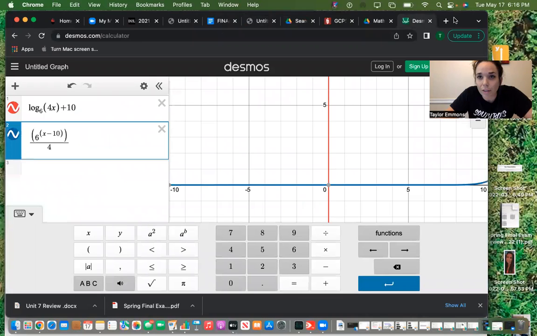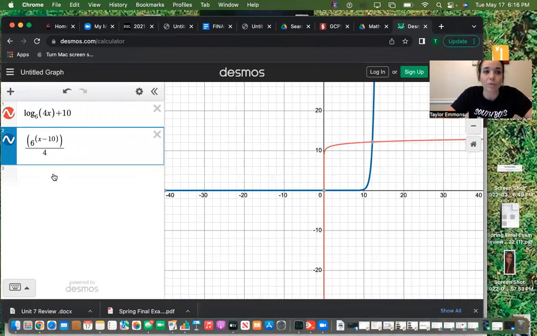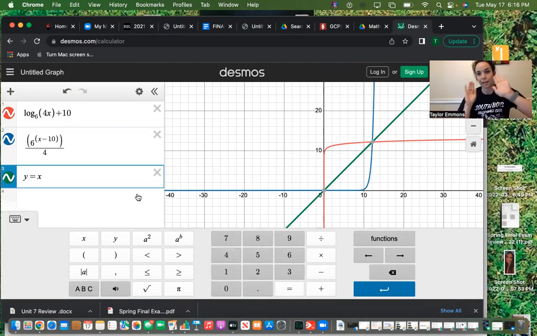Looking at our graph, it crosses over this line y equals x. So it's a reflection over the line y equals x. Notice how over that green line, it's the same on both sides. That automatically tells you that they're inverse functions of each other. So if you don't want to do all the extra math, you can just graph the two equations, and then you can see that they're inverses.